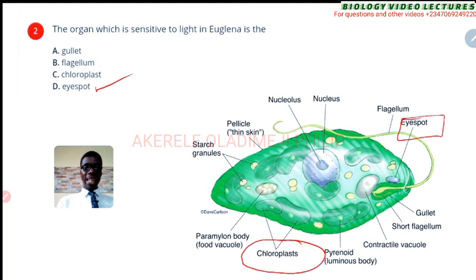It's going to feed like an animal by using its pellicle to get its prey, and it also has a gullet and all of that. So it uses its eye spots to locate where light is. Once there's some sort of light, it notices it, then moves towards that part to start photosynthesizing.